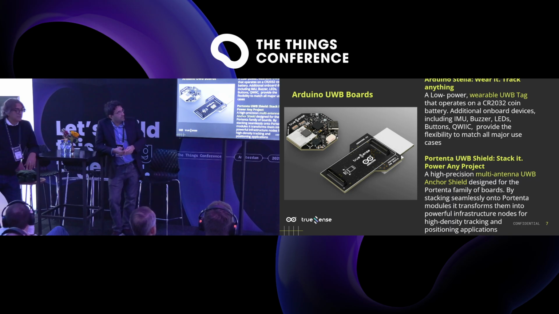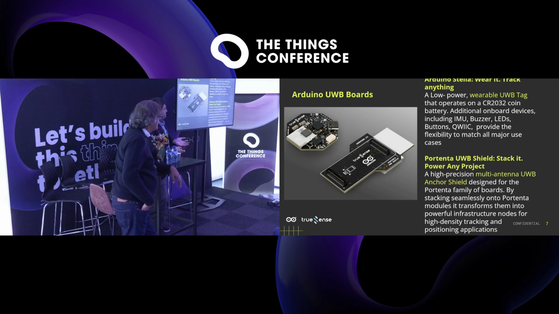The second element is a shield. A shield is a component of our Arduino Pro line of system on modules called Portenta, and is basically something similar to the shield of the classic Arduino Uno family, so something that you can plug on a Portenta SOM, which is a quite powerful microcontroller, for adding additional functionality.